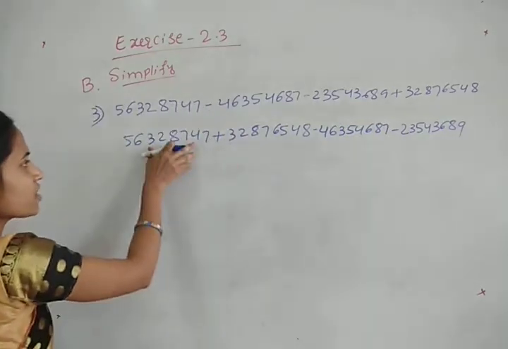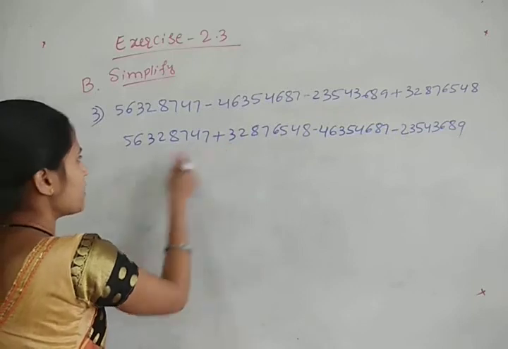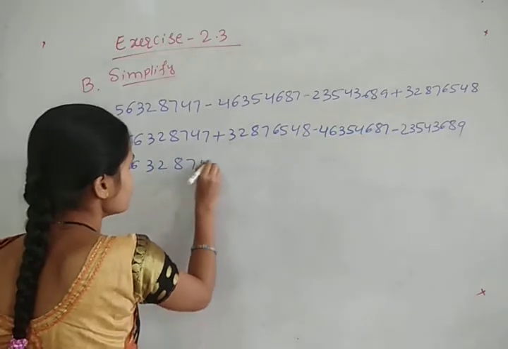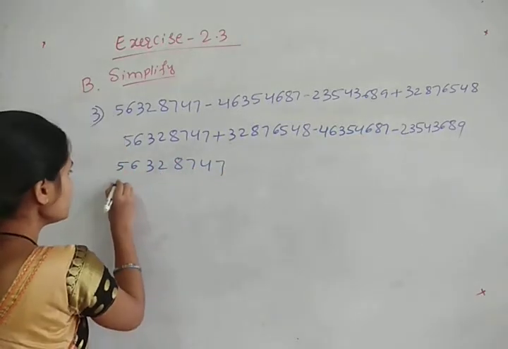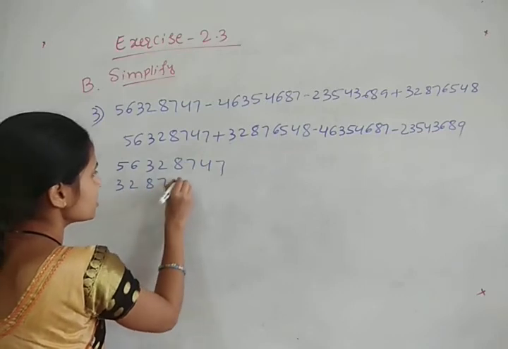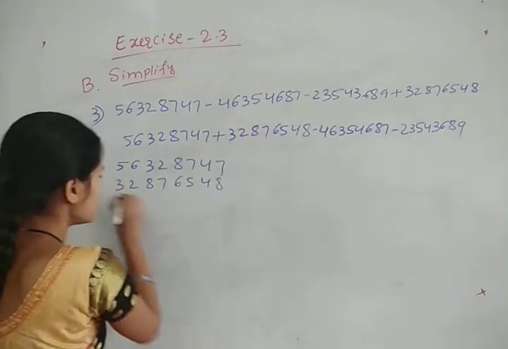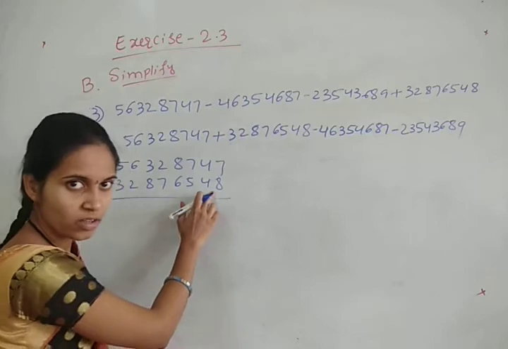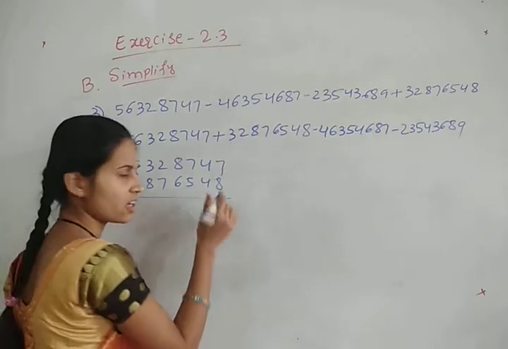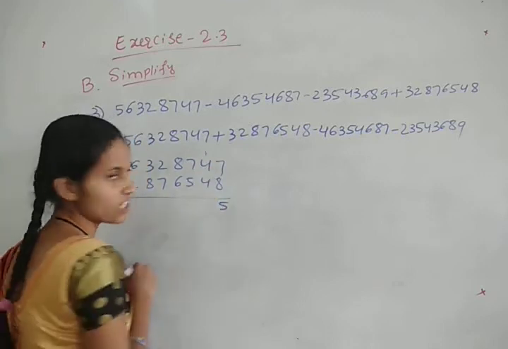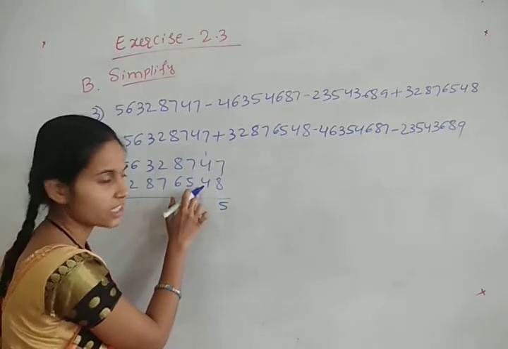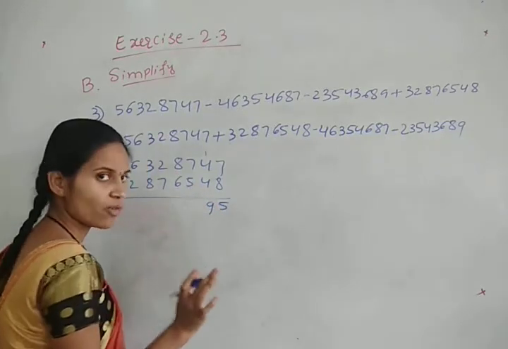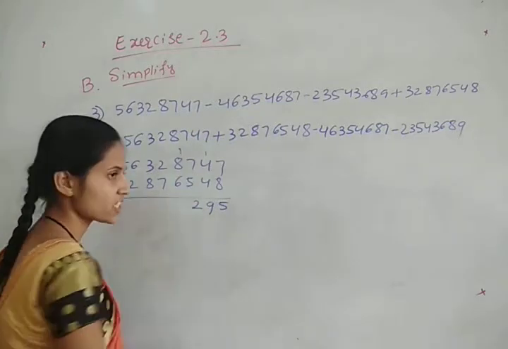Okay, now in the first step, let us add these 2 numbers. I will write in column form 5632 8747 and 3287 6548. Now let us add. 7 plus 8 is 15. Write 5, take 1 as a carry. Now 4 plus 4 is 8, 8 plus 1 becomes 9. Okay, 7 plus 5 is 12. Write 2, take 1 as a carry.